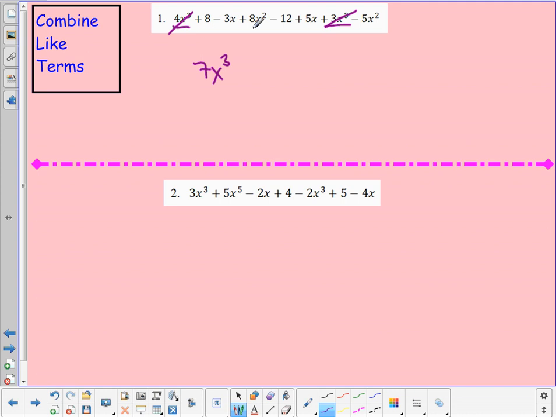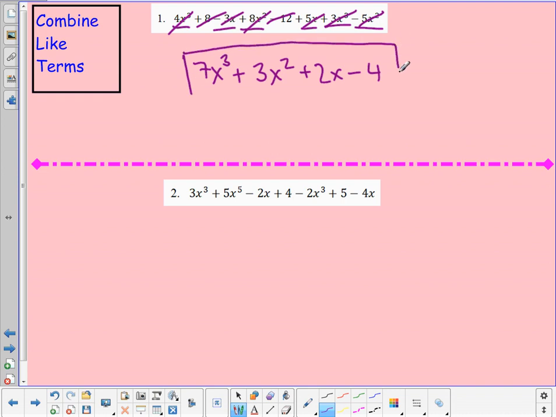Next would be the squared term. I have 8x squared, negative 5x squared. 8 minus 5 gives me 3, so plus 3x squared. Again, add them, keep the powers the same, move on to the next. X terms, negative 3x plus 5x is positive 2x. And the last one, 8 minus 12, gives me negative 4. Those are my constants. So I've done the x terms, now I've done the constants. That is my polynomial in standard form.